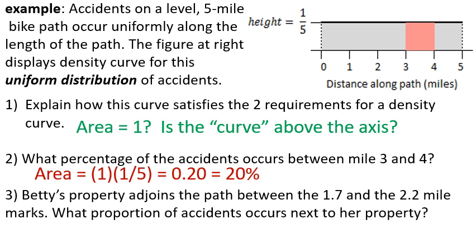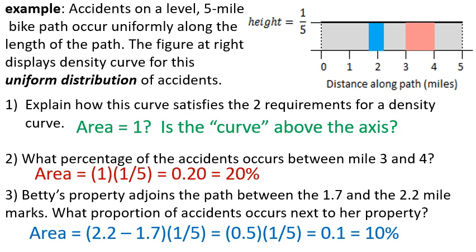All right, the next one. Betty's property adjoins the path between the 1.7 and 2.2 mile marks. What proportion of accidents occur next to her property? All right, so we could shade in her region, something like this. Again, the width is simply 2.2 minus 1.7. That's her width, so 0.5. And then the height of that area is 1/5, and so it's 10%. So we would expect 10% of the accidents to occur adjacent to her property.